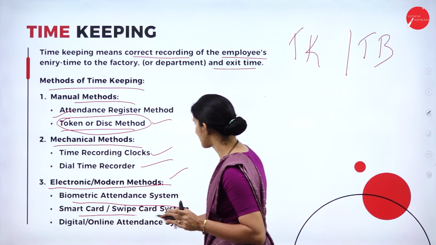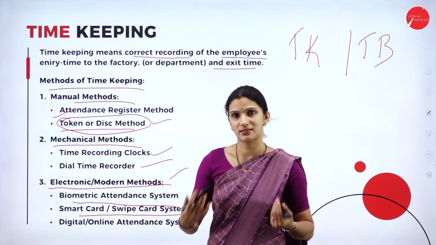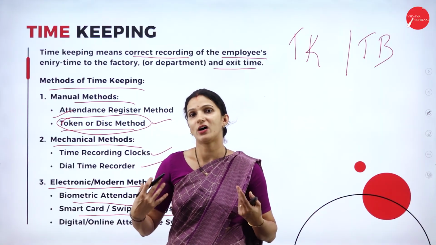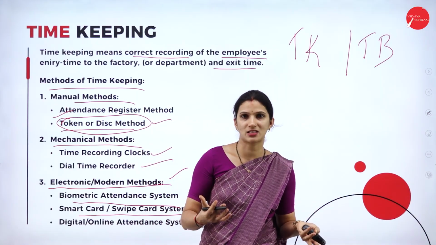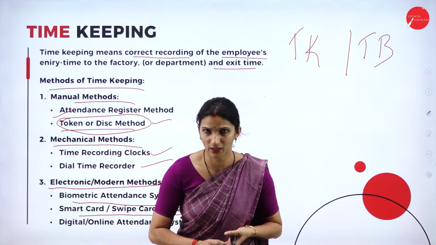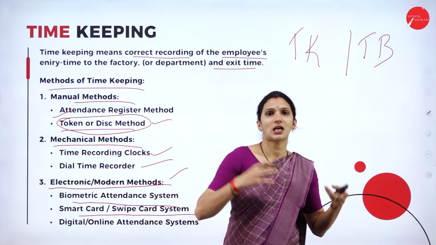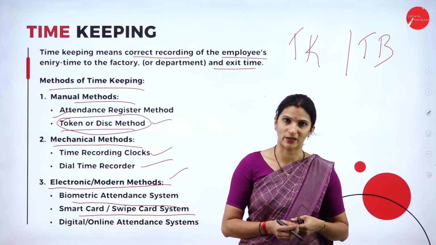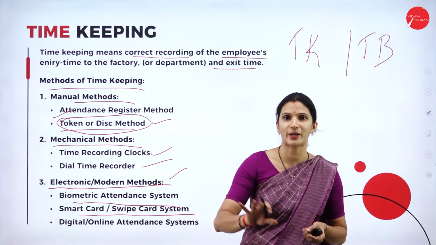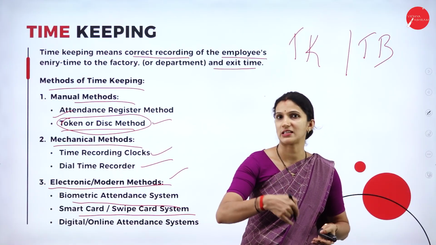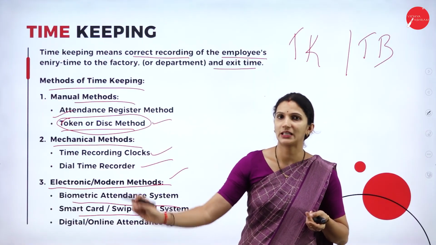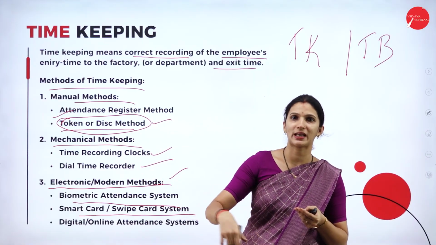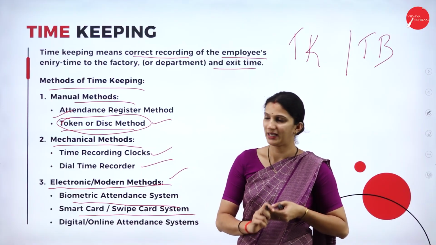Another one is the smart card or swipe card system. That means each worker or employee is allotted a plastic card, the same as your ATM card, and there will be a card reader system at the entrance of every factory. Whenever he comes, he swipes that card, and automatically his in time or entry time is recorded, and whenever he leaves the factory, he swipes again and his exit time is recorded.